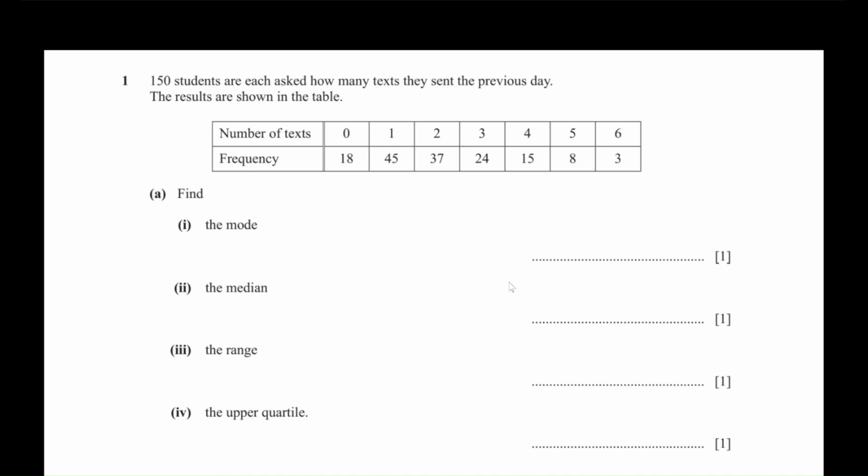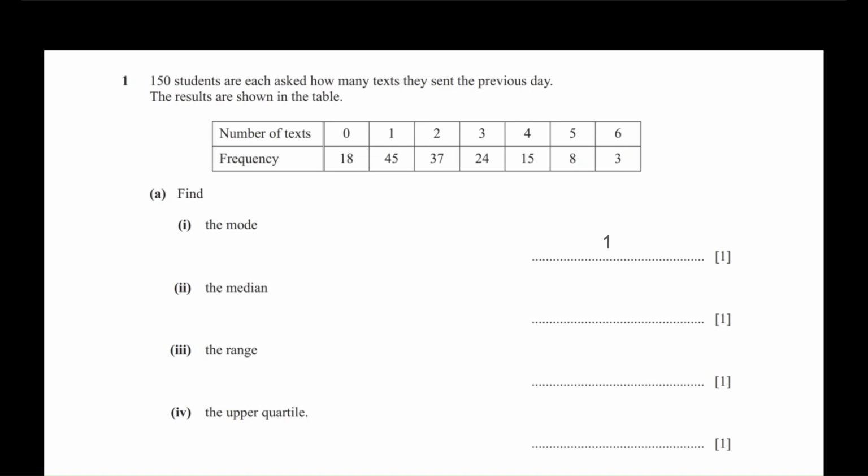Okay, for question I, we are looking for the mode. Mode means the data with the highest frequency. From the data table here, we can see that the highest frequency is 45, so our answer to question I is 1. For question II, we're looking for the median.